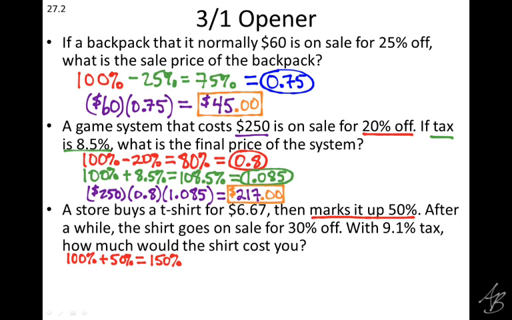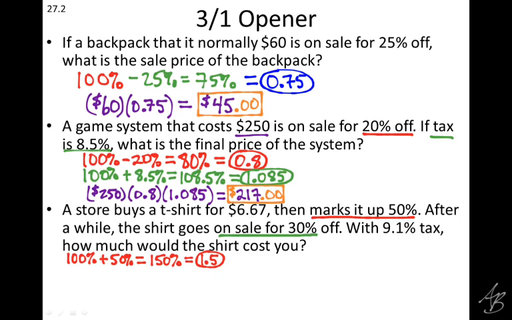To make this easier, though, we're going to change that percent to a decimal by dividing by 100, and we get 1.5. So there's your first multiplier. We're going to have three of them, right? One for the markup, one for the discount, one for the tax. So then let's do the discount multiplier. So it goes on sale for 30% off.